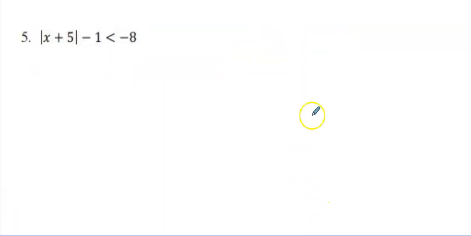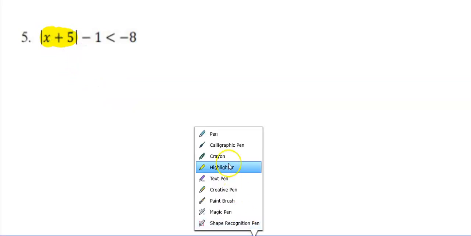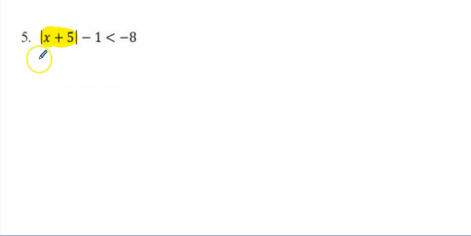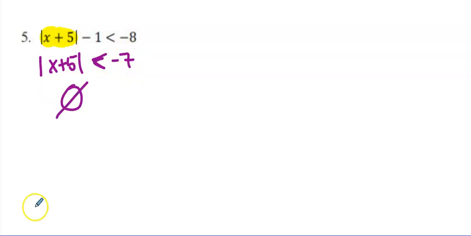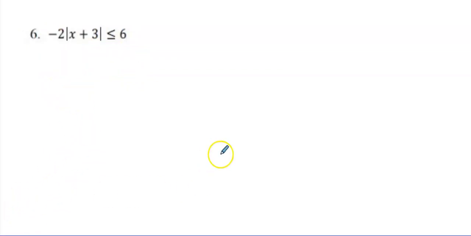Let's move on to number 5. Number 5, I need to isolate this. I'm going to add 1 to both sides. Add 1, I get absolute value of x plus 5 is less than -7. I cannot have a positive number that's less than a negative number. So if you ever end up with less than a negative number, it's no solution. We're done with that one. That's all we need right there. Number 6.